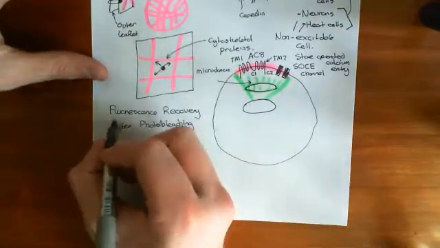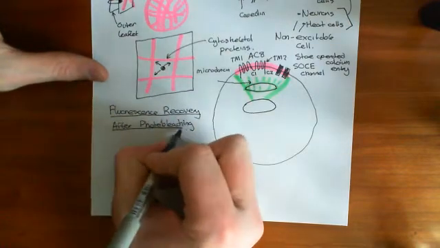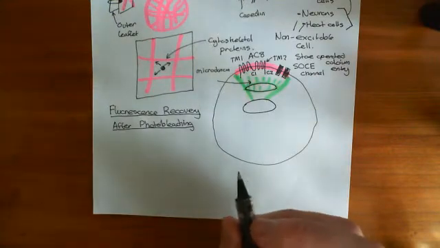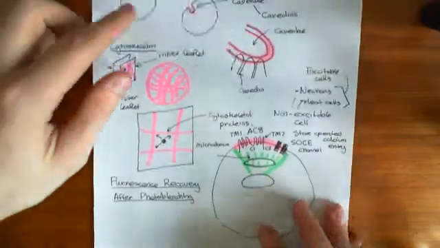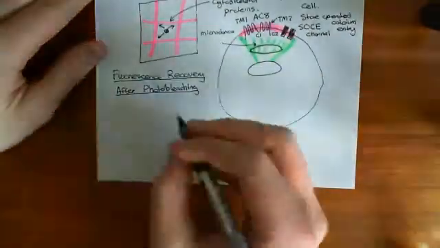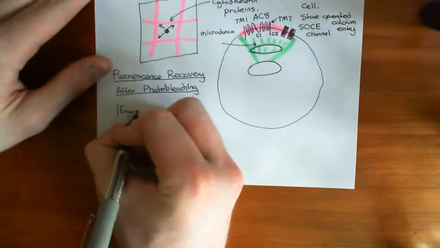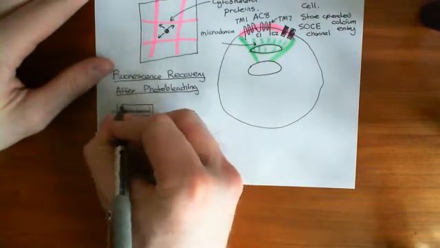Fluorescence recovery after photobleaching. Okay, so the idea basically is that you can tag certain molecules with fluorescent markers. For instance, we could tag the molecule ergosterol with a fluorescent marker. So let's say we have tagged ergosterol with a fluorescent marker.